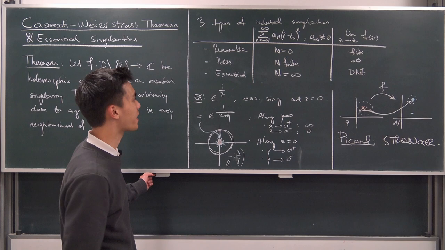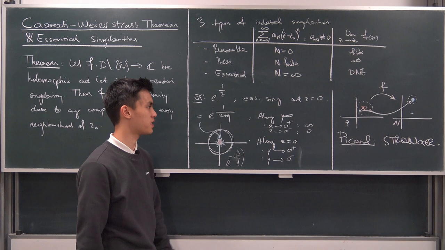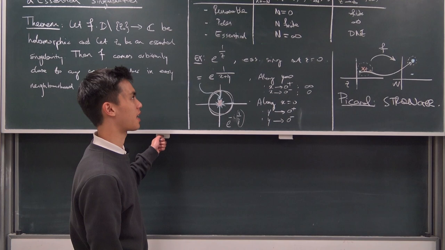So in the previous video, I introduced all the backgrounds here. So if you want to know what on earth the Casorati Weierstrass Theorem is talking about and what essential singularities are, then watch the previous video. We covered all this stuff over here. But in this video, we're just going to focus on the proof of the Casorati Weierstrass Theorem.